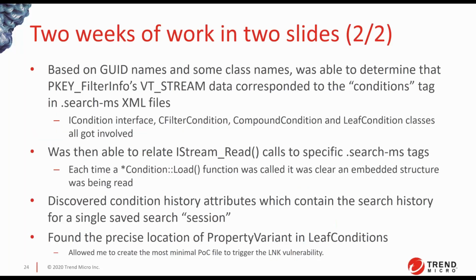Now, based on the GUID names and some class names, I was able to determine that the PKEY_FilterInfo property, the VT_STREAM data contained in there, corresponded to the conditions tag in search-ms XML files, which are basically XML files that contain saved searches. I was able to see that the ICondition interface, CFilterCondition, CompoundCondition, and LeafCondition classes all got involved. When I searched for LeafCondition as well as some of the GUIDs encountered, I wound up finding a GitHub repo with a sample search-ms file.